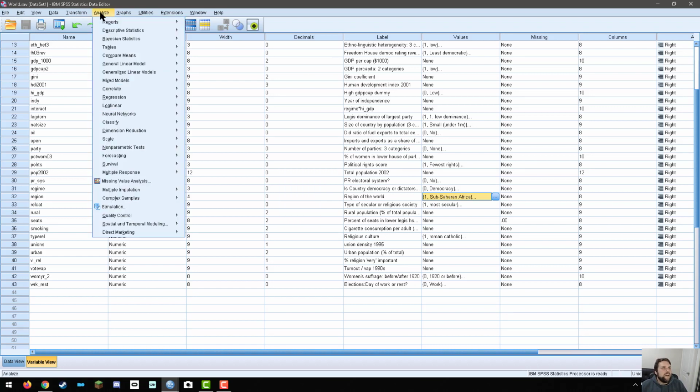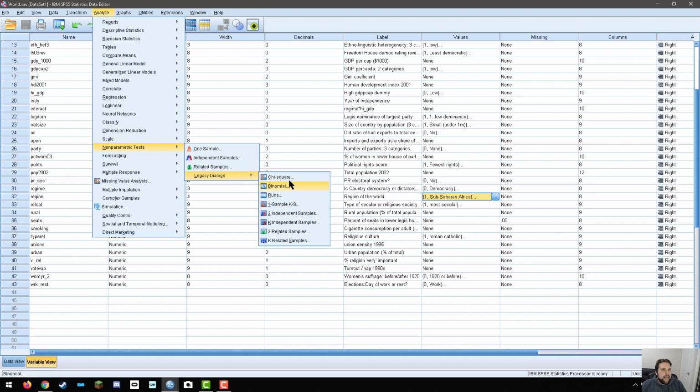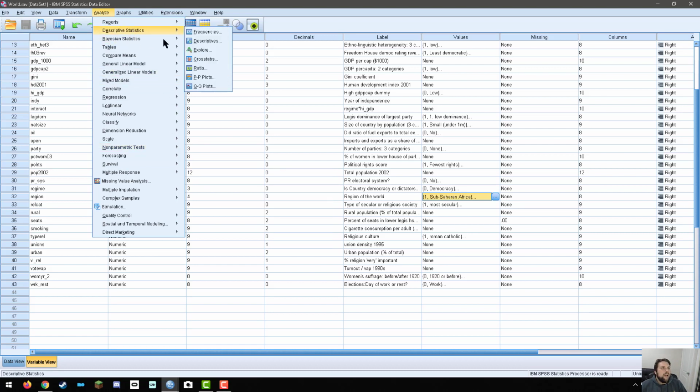So in order to run a chi-square test, we're going to go to Analyze, Descriptive Statistics, Crosstabs. Now, you can also do this a different way by going under Non-Parametric Tests, Legacy Dialogues, and selecting chi-square there as well. So there's actually 2 ways that you can get essentially the same data to pop up.